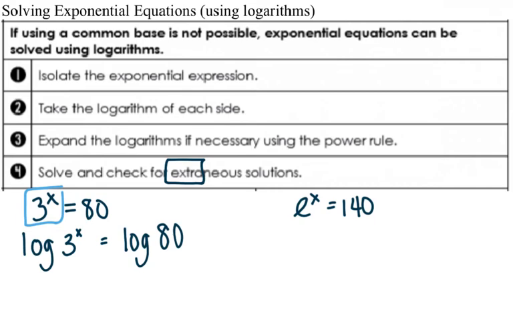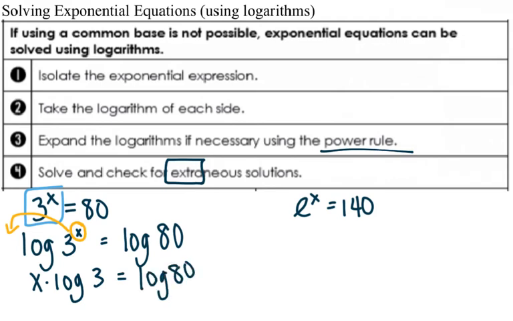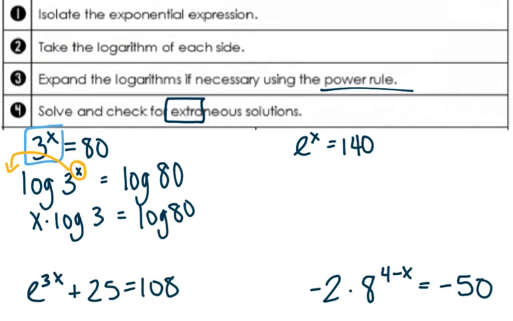Alright. Number 3, we're going to expand the logarithms using the power rule. So you can go back and look at the power rule if you forgot, but all it says is if you have an exponent, it's going to move to the front of the log. So I'm going to rewrite this. X times the log of 3 equals the log of 80. So now it's real easy to get x by itself because all I got to do is divide both sides by the log of 3.